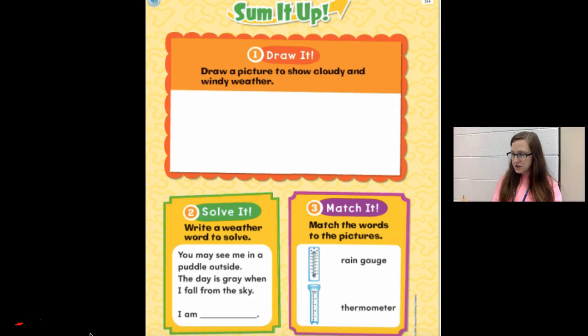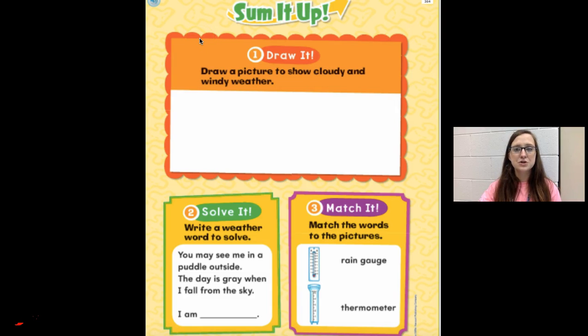So the first page is going to be page 264. I'm going to read the directions, and I may give you some clues, but I'm not going to give you the answers today. I want to see what you guys know. So at the top, number 1 says, draw it.